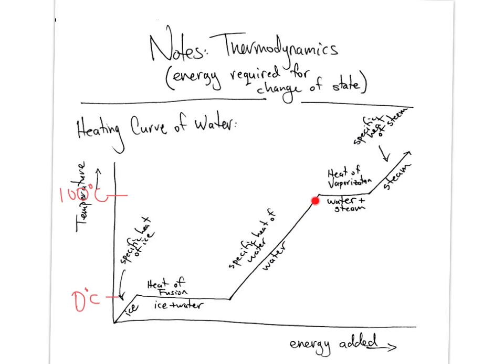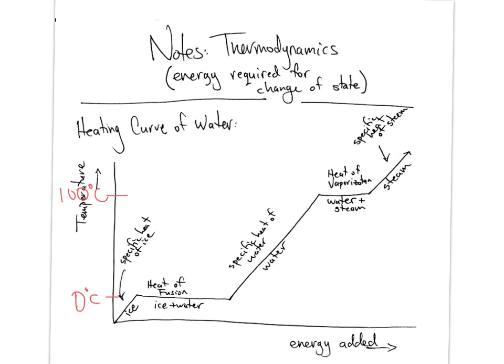Once it gets to 100 degrees Celsius, then it starts to boil. So boiling water stays at 100 degrees Celsius, and the more energy or heat you add, the more of the water boils away. And if we could capture that steam above the boiling pot of water, we would get to here and we would have all steam. And as we continue to add energy, the steam would increase in temperature.